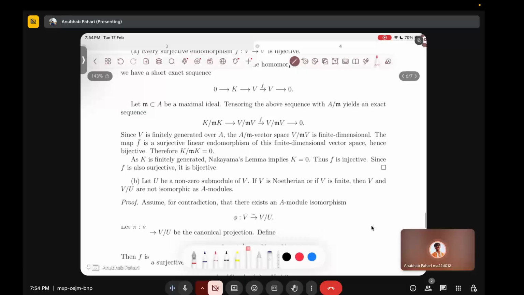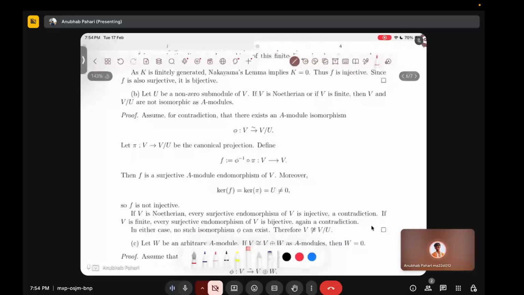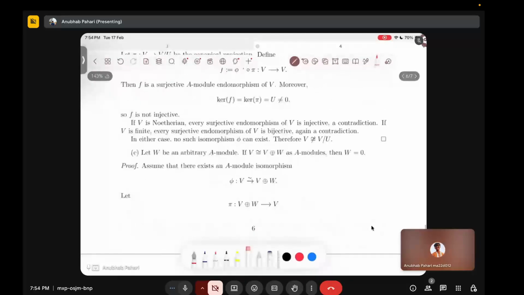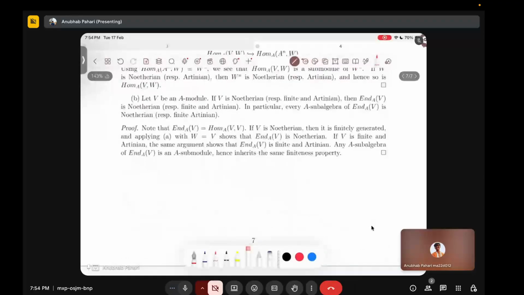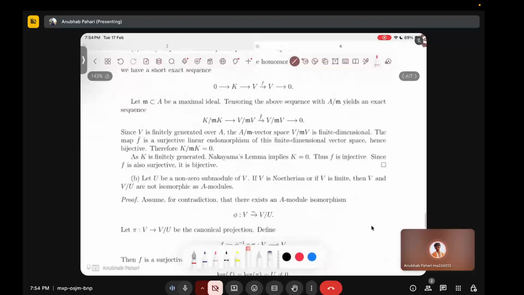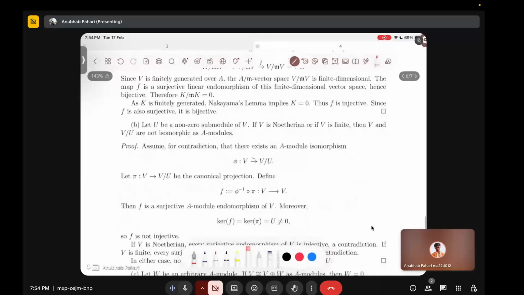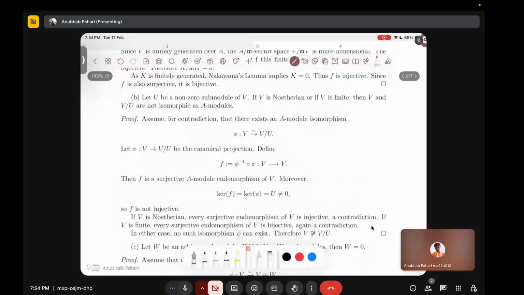Now, for the second part, it says let U be a non-zero submodule of V. If V is Noetherian or V is finite, then V and V mod U are not isomorphic as A modules.